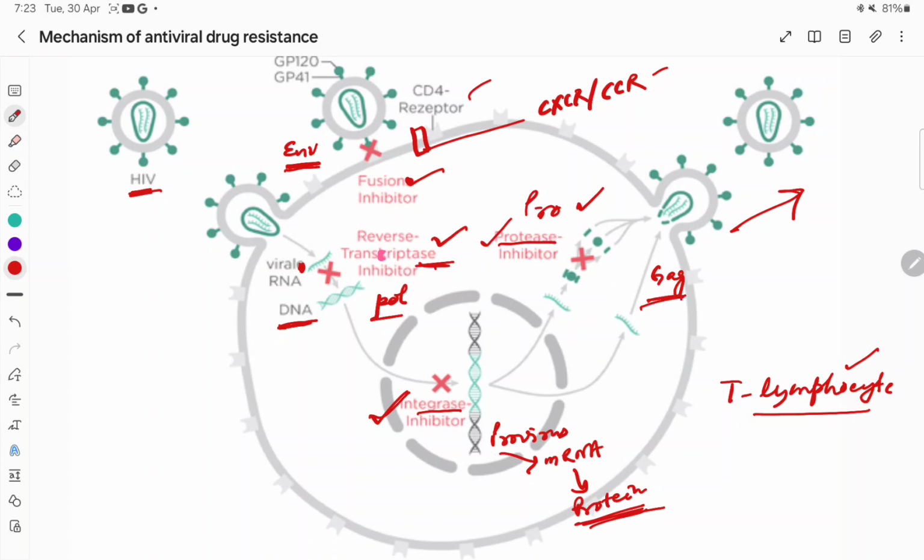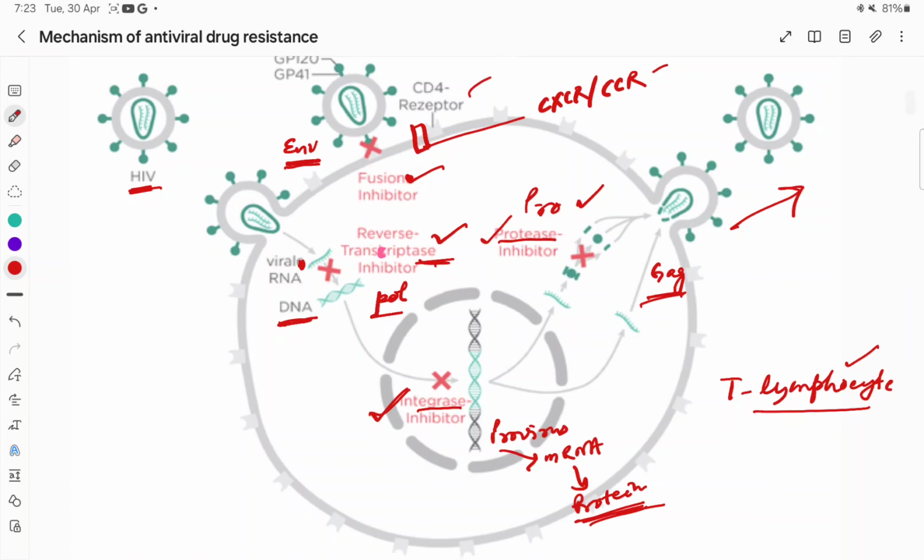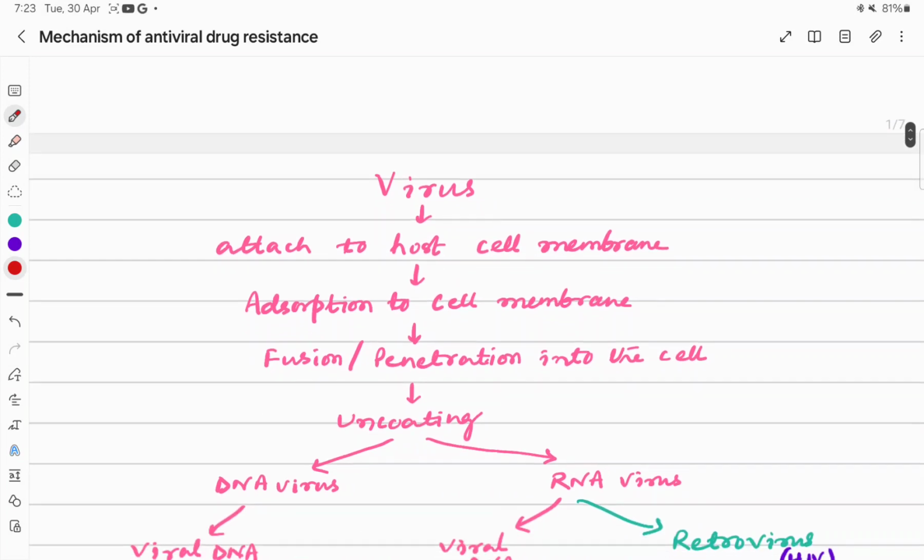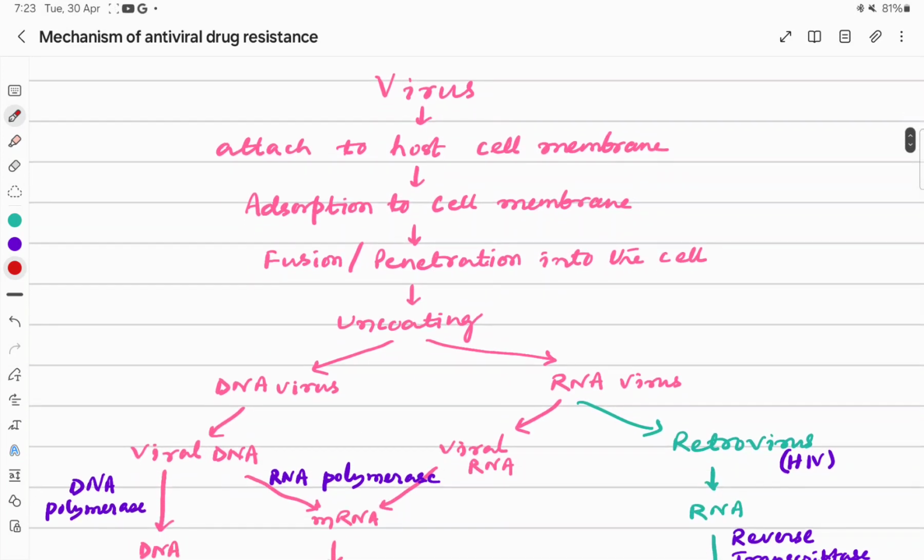So these are the genes responsible. So the resistance can occur due to the mutation of these genes also. So mostly, you can just summarize the life cycle.